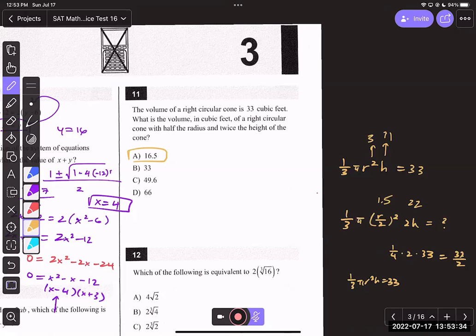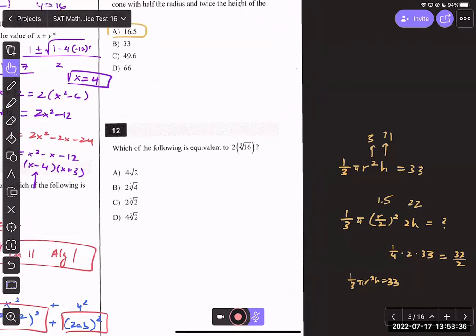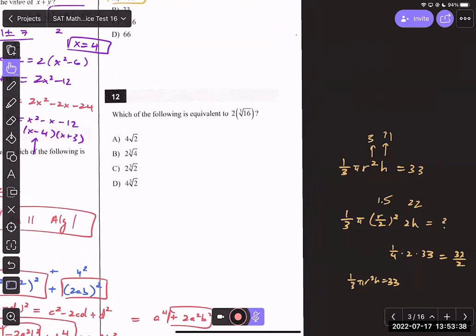All right, problem number 12. I'll go ahead and start taking on some questions. We are reaching towards the later portions of the class, so I do want to get through more questions than just this. So which of the following is equal to 2 times the cube root of 16?